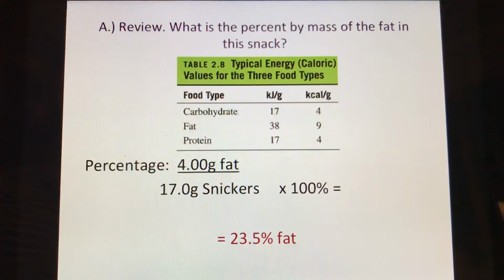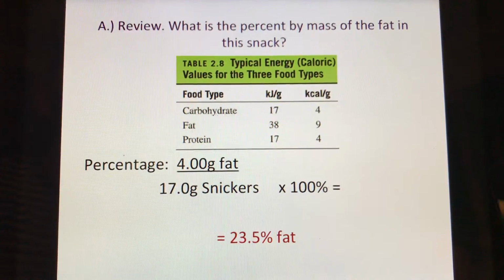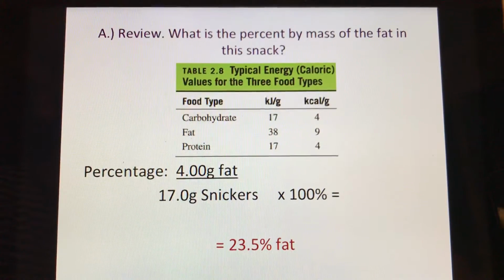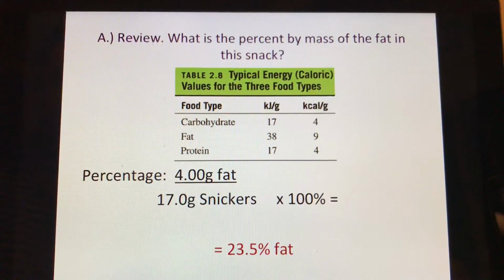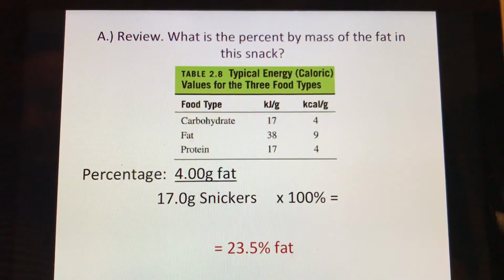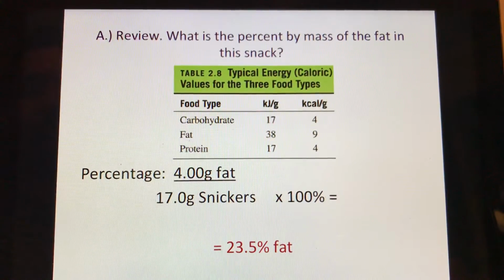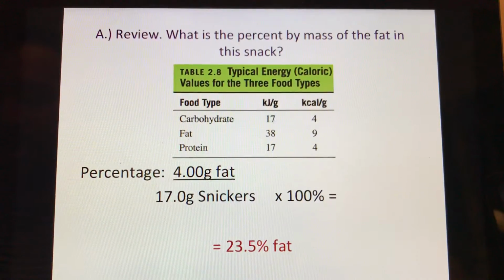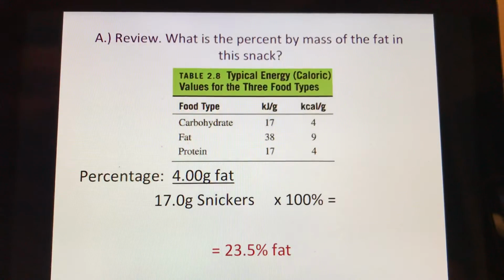A review, what is the percentage by mass of the fat in this snack? From what we know already, we plug in at the very bottom for our equation the 17 grams of Snickers, and also what we know for the 4.0 grams of fat, and we multiply that by 100%, and that gives us 23.5% fat.